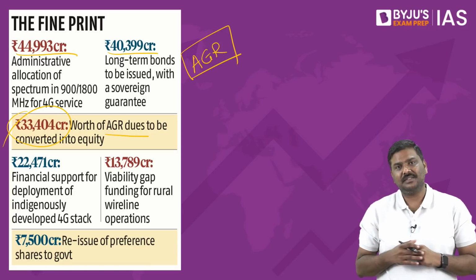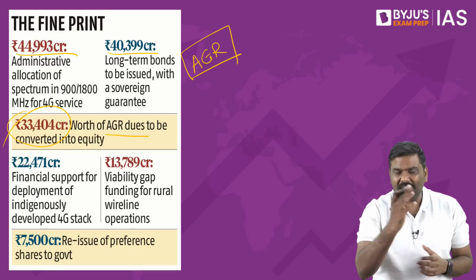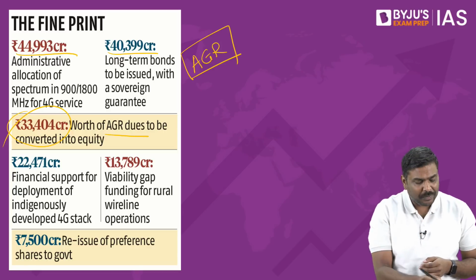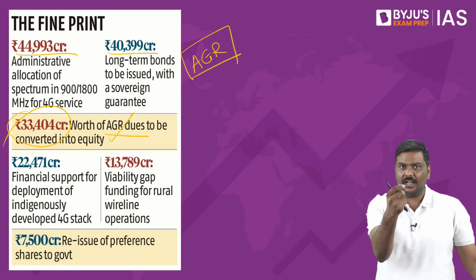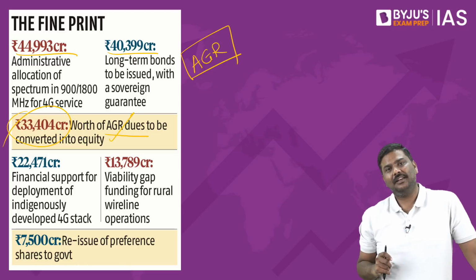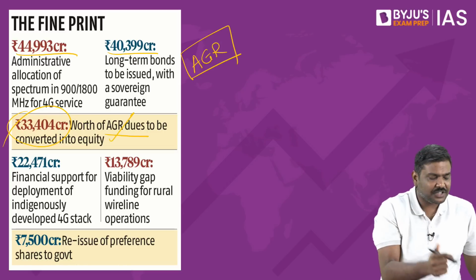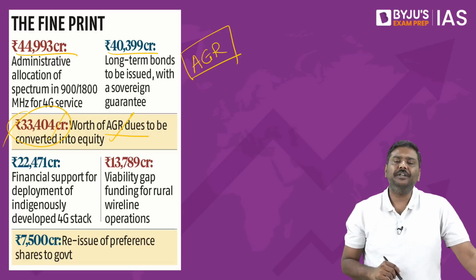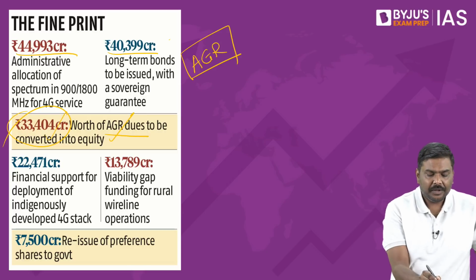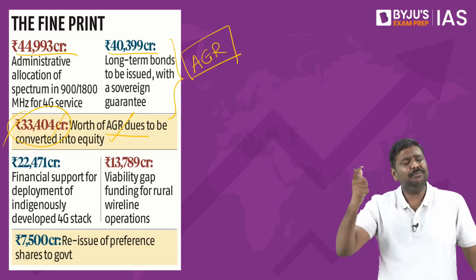It's not as simple as that. Government will give, let's say, 33,000 crores. In return, government will be getting certain equity, certain ownership in the BSNL. It will be increasing its ownership in the BSNL. That's the first point.